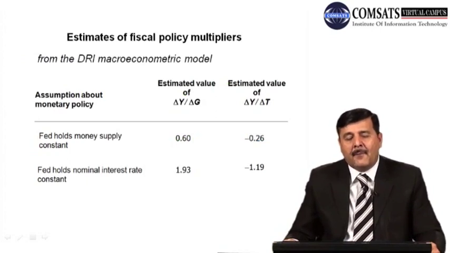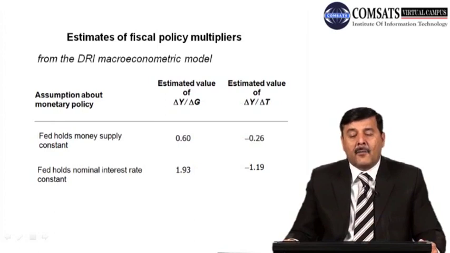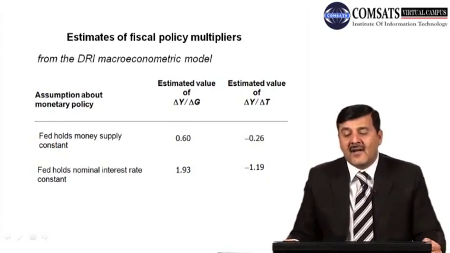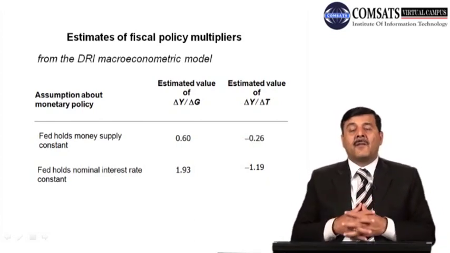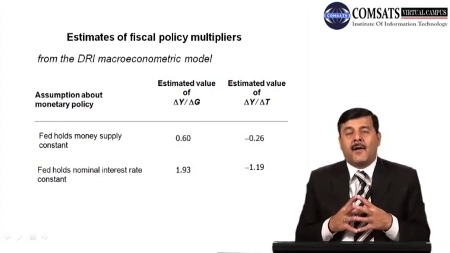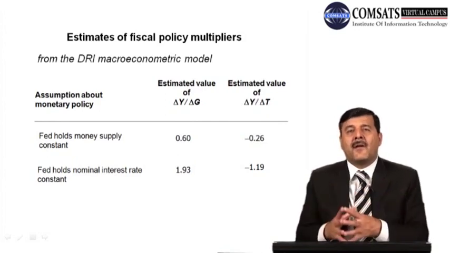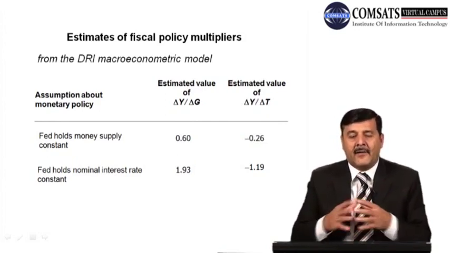Now just to give you an example, this is basically the DRI macroeconomic model. This was estimated by policymakers, and we have the result in front of us. Assumption about monetary policy: Fed holds money supply constant, or Fed holds nominal interest rate constant. We have estimated values of delta Y over delta G and delta Y over delta T. So we have the estimated effect of government purchases on income and the estimated effect of a tax cut on income, right?